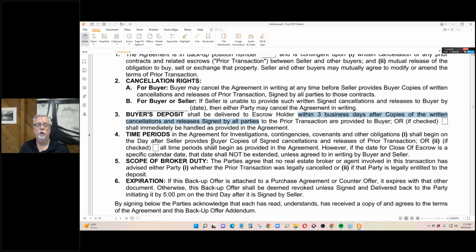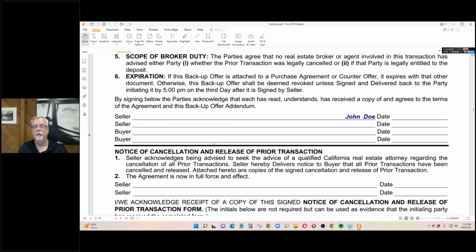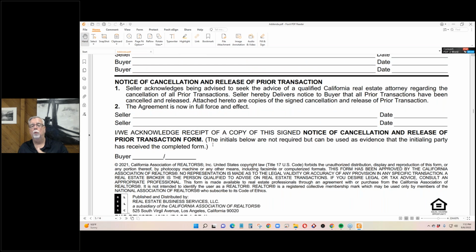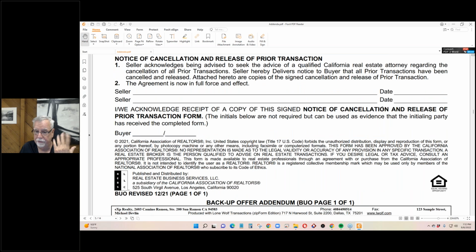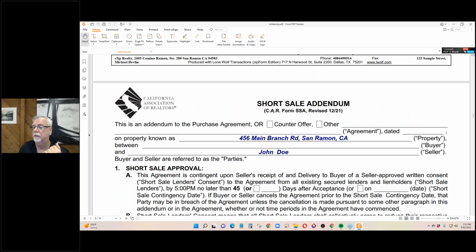All right. So that's the backup offer addendum. And then there's a place here when the first one is falling apart that they can cancel and release it. The seller signs. Then the buyer says, yeah, I got it. And the buyer signs, and there we go.